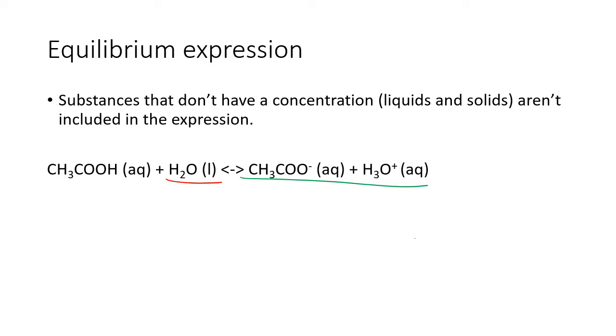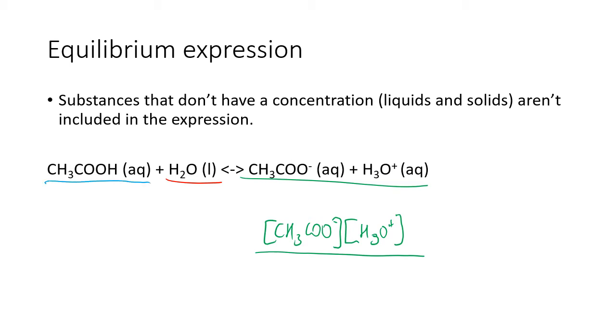We say, concentration of CH3COO minus, what's its coefficient? 1, so I don't need to do anything, over H3O plus, what's its coefficient? 1, so I don't need to do anything. And then over the reactants, this is the only reactant there, the concentration of the ethanoic acid, and there's no coefficient again. So that's the equilibrium expression.